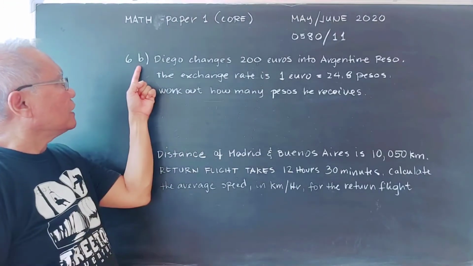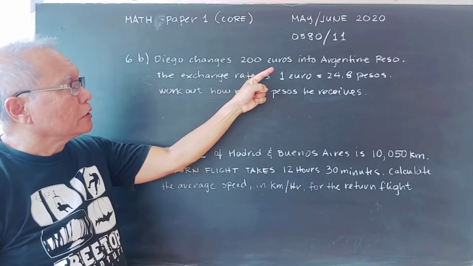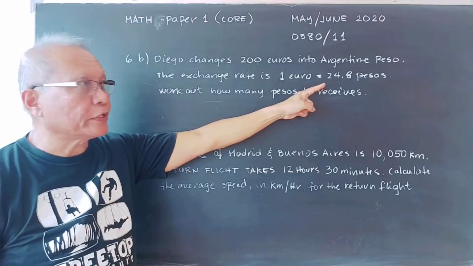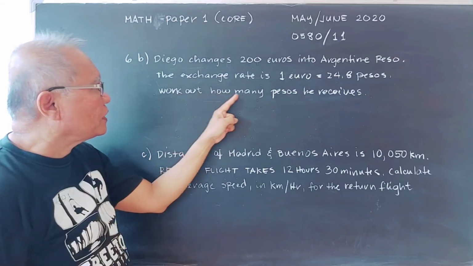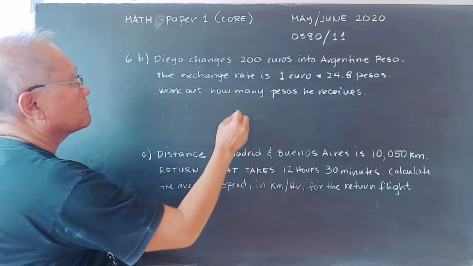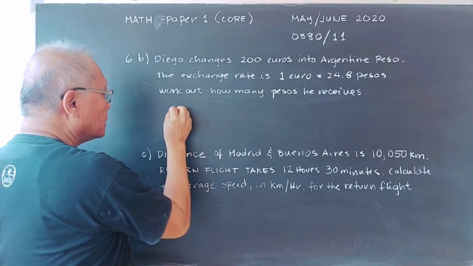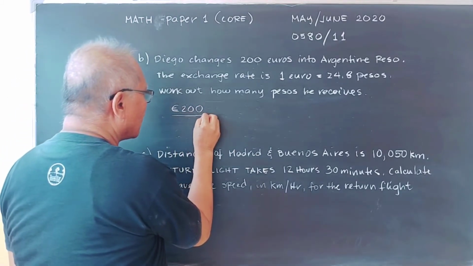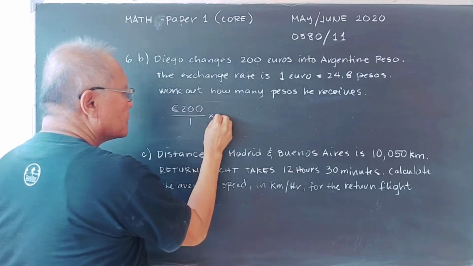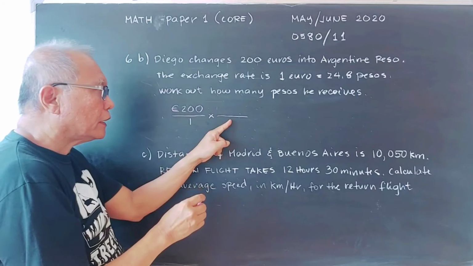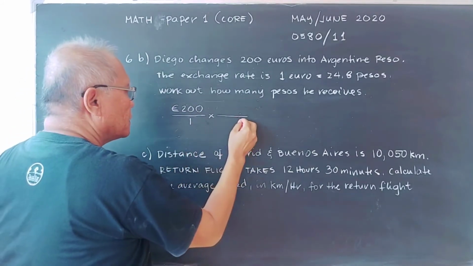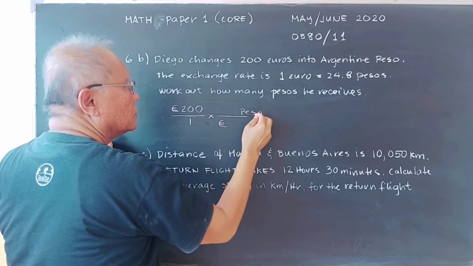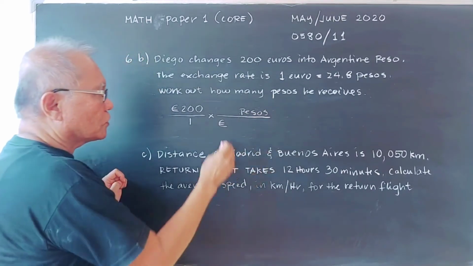Here. 6B. Diego changes 200 euros into Argentine pesos. The exchange rate is 1 euro is equal to 24.8 pesos. Work out how many pesos he receives. So let's have 200 euros. Put here 200 euros, and then we put 1 here, times. We put the euro here, so we can cancel it and change into pesos. Now we put here the euro, and then the pesos is here. So this one is the conversion.